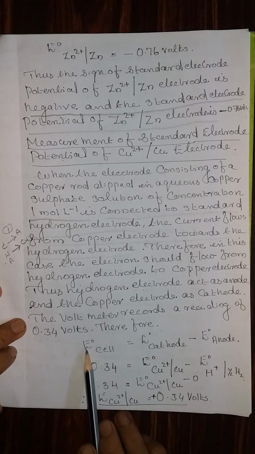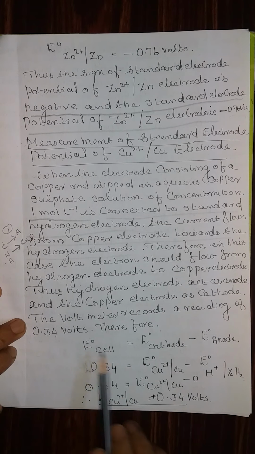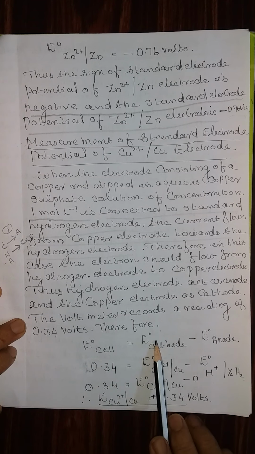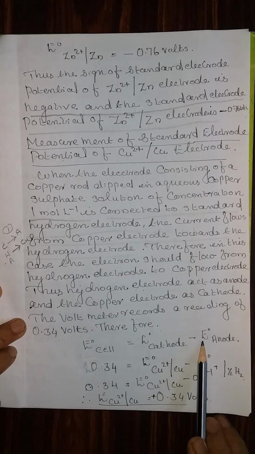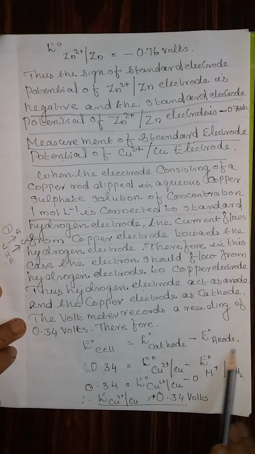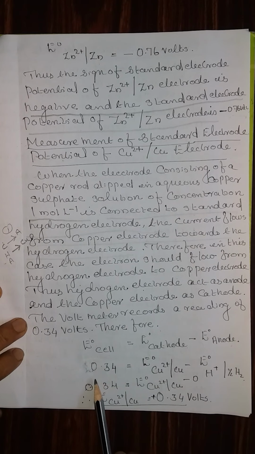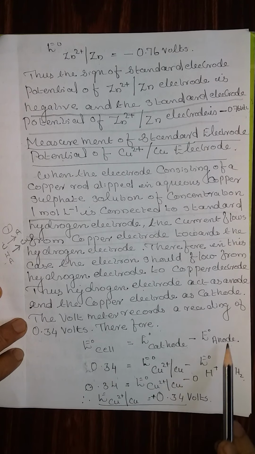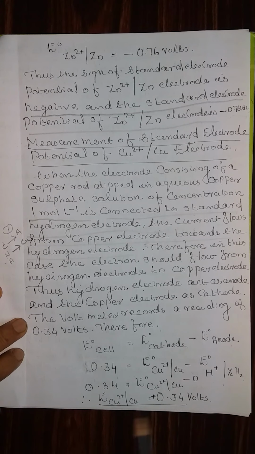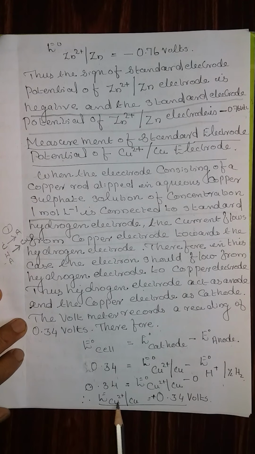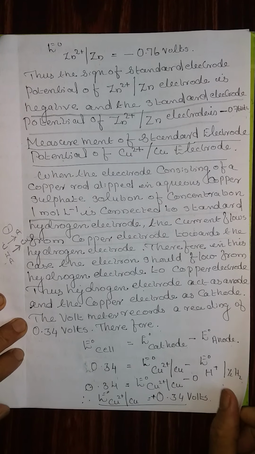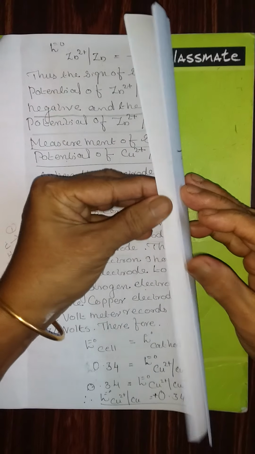Therefore the standard potential of the cell is equal to E0 cathode minus E0 anode. Substituting the values, E0 of the cell, 0.34, is equal to the cathode, the copper electrode, minus the anode, the hydrogen electrode. On substituting the values, we get the standard electrode potential of copper electrode as plus 0.34 volts.